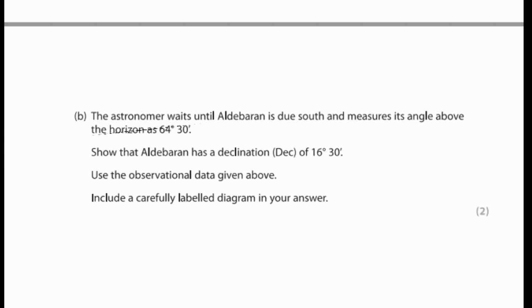So we have the altitude of our star, and we need to show that the declination is 16 degrees and 30 arc minutes. Now, the declination is simply the angle above the celestial equator. We are told to use the observational data given above, which I'll show you in a second, and we also need to include a carefully labelled diagram.